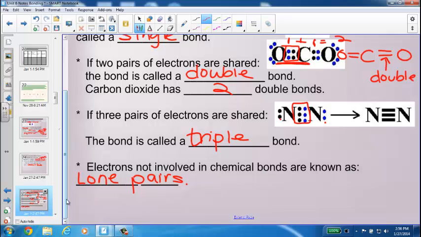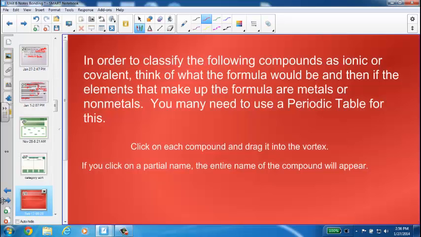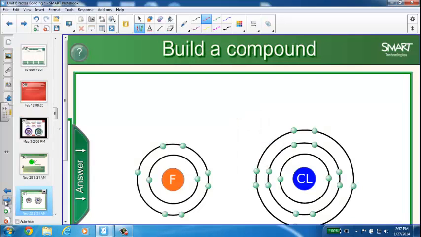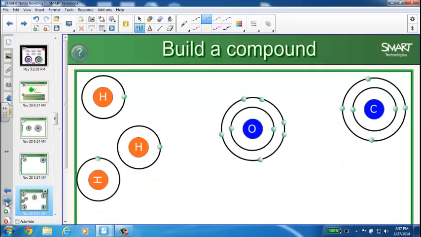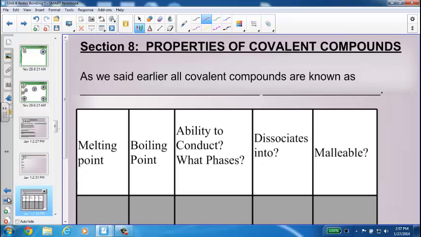Before we learn how to draw them, though, let's talk about some of the properties of covalent compounds. So we're going to skip ahead in the notes a little bit. And then I'll come back and show you how to draw them. Skip over this. Let's jump to section 8 and let's talk about some of the properties of covalent compounds. Okay? Again, all covalent compounds are known as molecules or molecular substances.